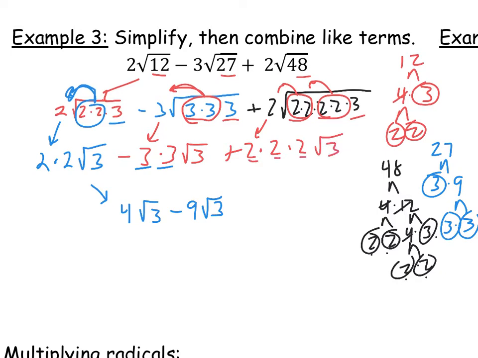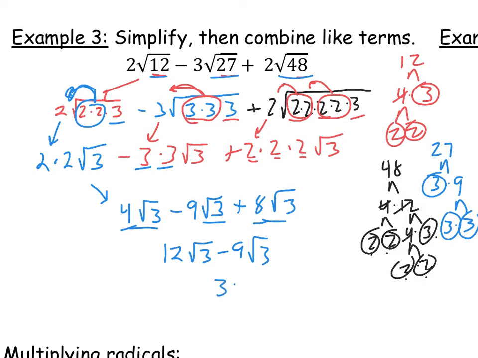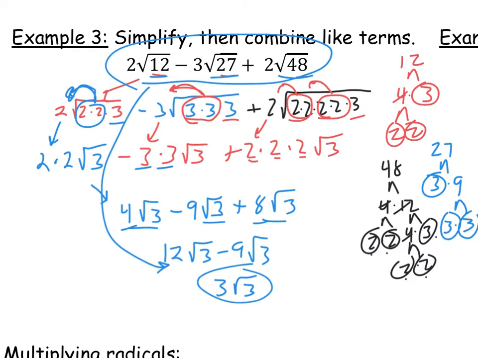Well, 2 times 2 times 2 is not 6. It's 2 times 2 is 4. 4 times 2 is 8. So this is plus 8 square roots of 3. Now, in the beginning, none of them were the same, not like radical terms. But when you simplify them, they're basically all square roots of 3. And I'll do the positive first. 4 plus 8 is 12, so that's 12 square roots of 3 minus 9 square roots of 3. 12 minus 9 is 3, so my final answer is 3 square roots of 3. All of this simplifies down to that, 3 square roots of 3.